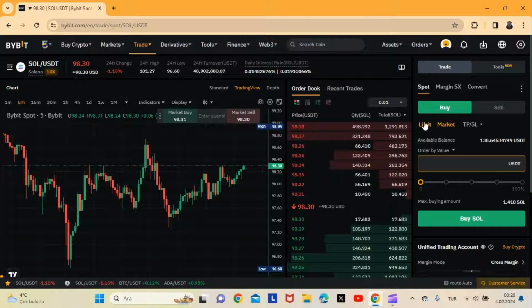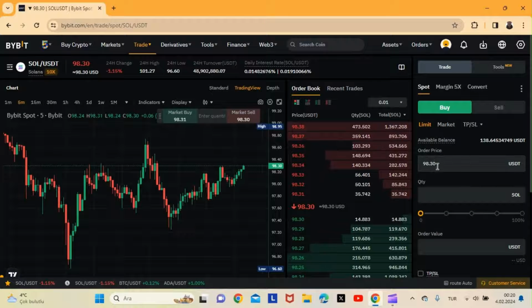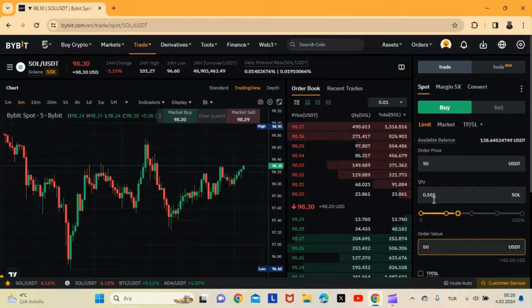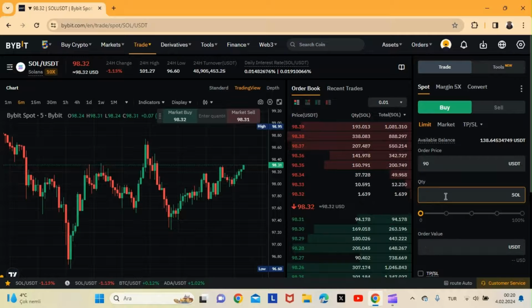All right, if the current price of Solana is now $98, and you want to buy Solana when it is $90, you press and enter the amount, or you want to buy $50. Let's say I want to buy $50 of Solana, which is 0.555. So when Solana reaches towards $90, it is definitely going to trigger. Okay, I'm going to purchase Solana, which means I'm going to buy low and I'm going to sell high. So guys, this is how you do spot trading on the Bybit exchange.